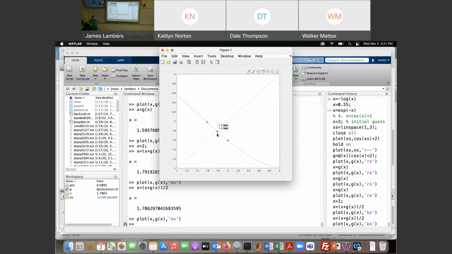So why did that iteration perform so much better than the other ones? These are things that we need to know about the convergence behavior of fixed point iteration. Any questions about these examples up to this point?